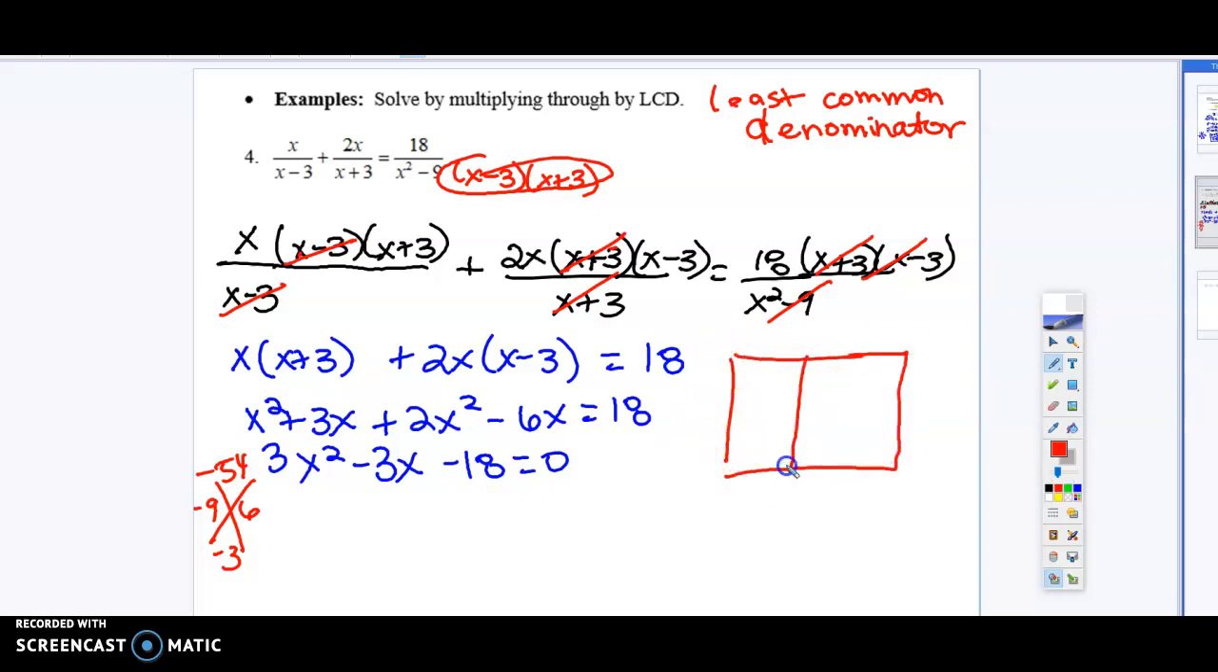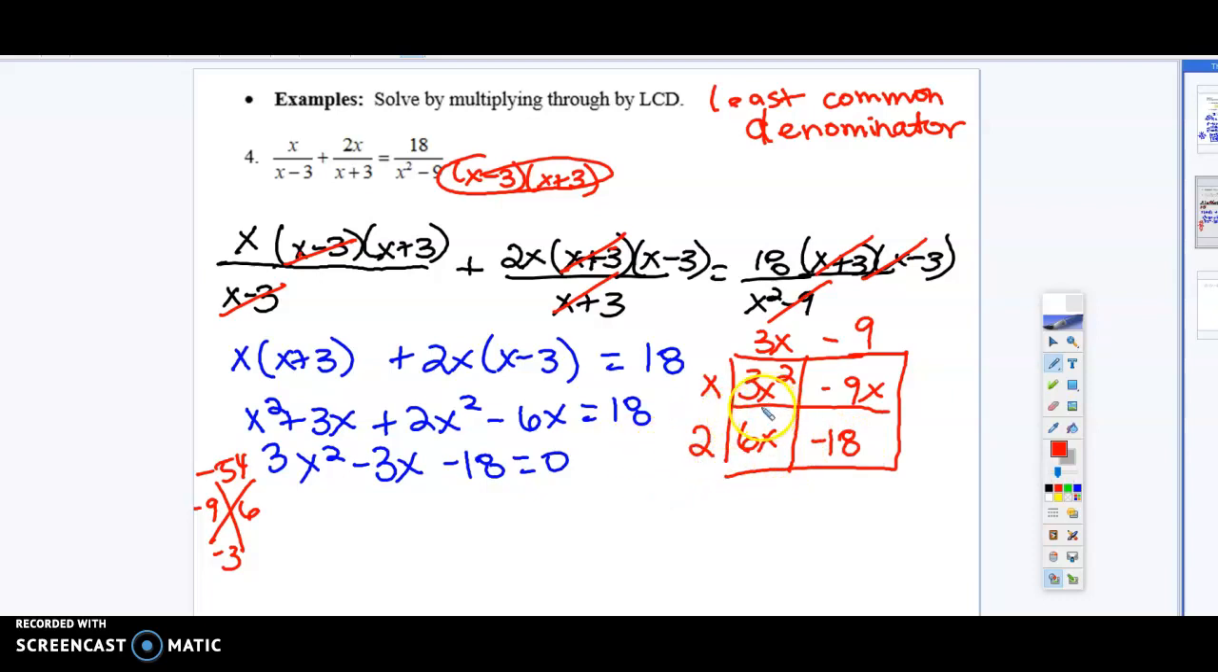So when I do the box method, I'm going to take my first term and put it in my first box, and the last term in the last box. And these two terms I just found, I'm going to slap an x onto them and put them inside the box. Then I'm going to take the greatest common factor of the columns and rows. From this one, that's going to be 3x. From this one, that's going to be negative 9. Over here, that's going to be 1x, and over here, that's going to be 2.